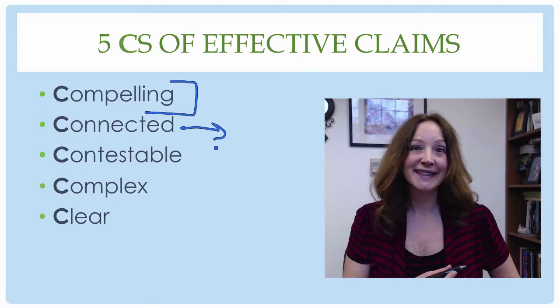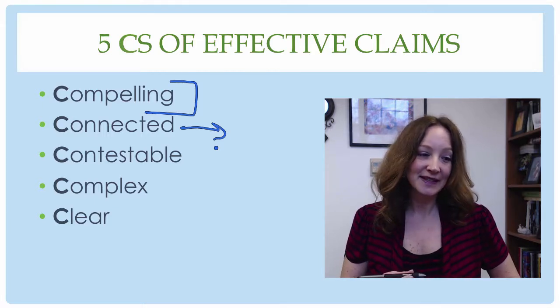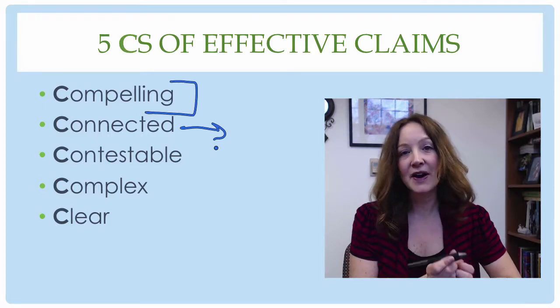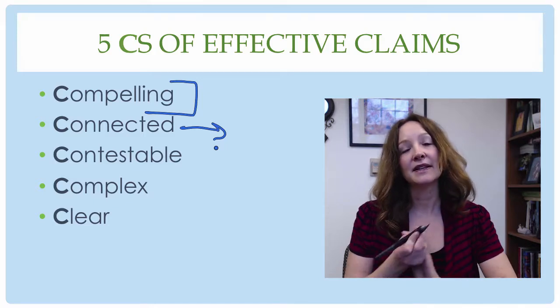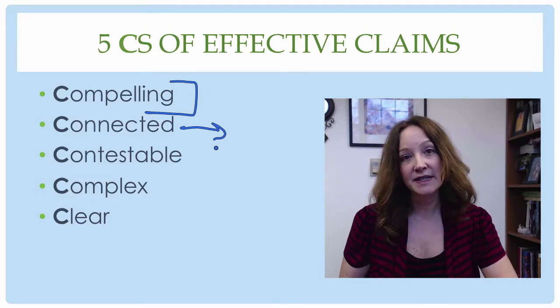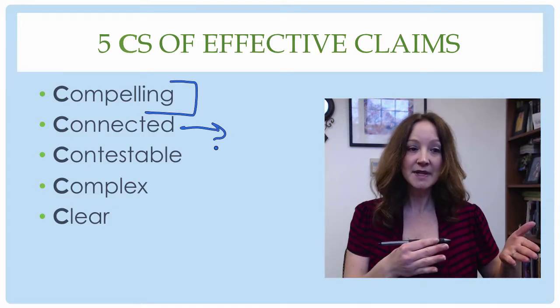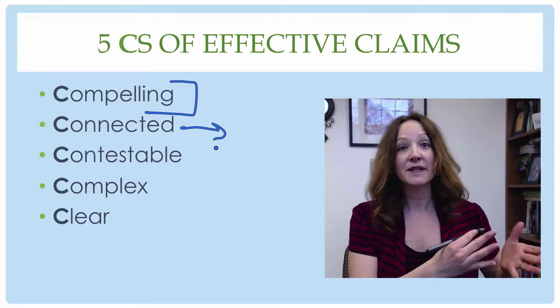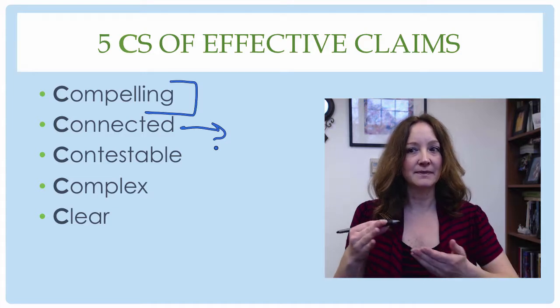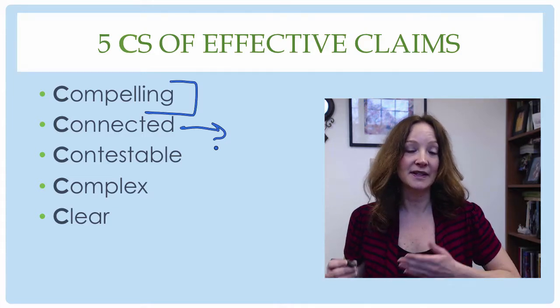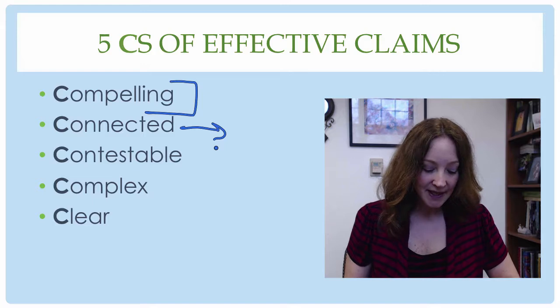And then finally, the other version of connected I'm talking about here is, is your argument connected to the kinds of evidence and the points that you've made throughout the whole project? Sometimes people's claims make one assertion and then they actually end up making a different assertion throughout their writing, so you want to have alignment there.